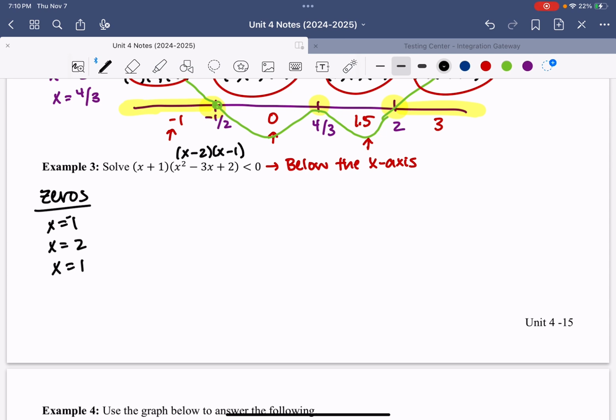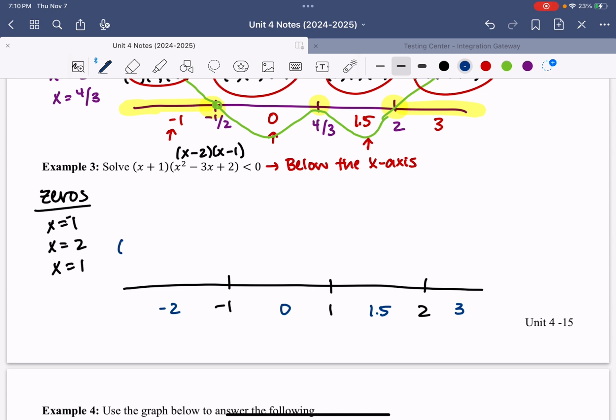All right, so drawing my sign chart, I know I'm going to have -1, 1, and 2, and this time I did put them in the right order. Choosing our test values, I might use -2, 0, 1.5, and 3. Plugging it in for my first value, -2 plus 1 is a negative number. -2 minus 2 is a negative number. -2 minus 1 is a negative number. So this should end up being negative here.